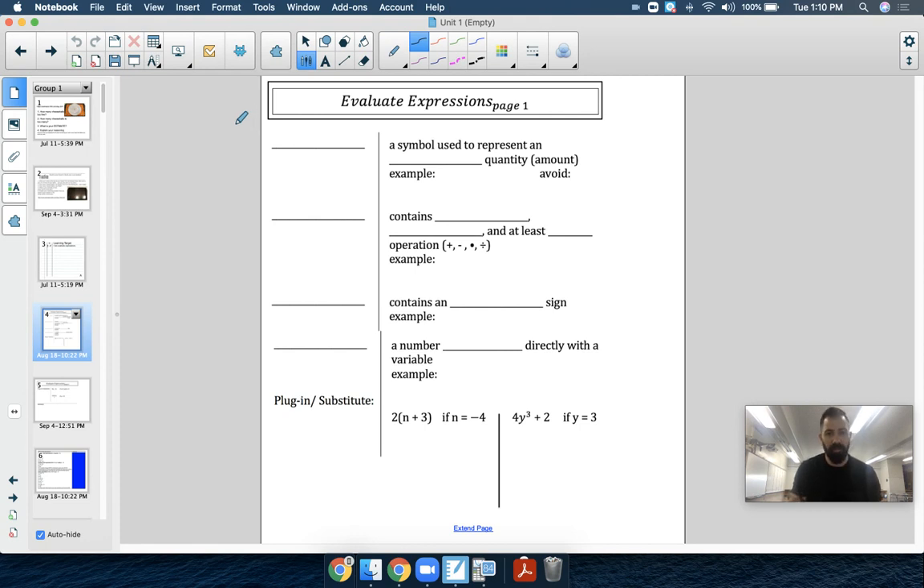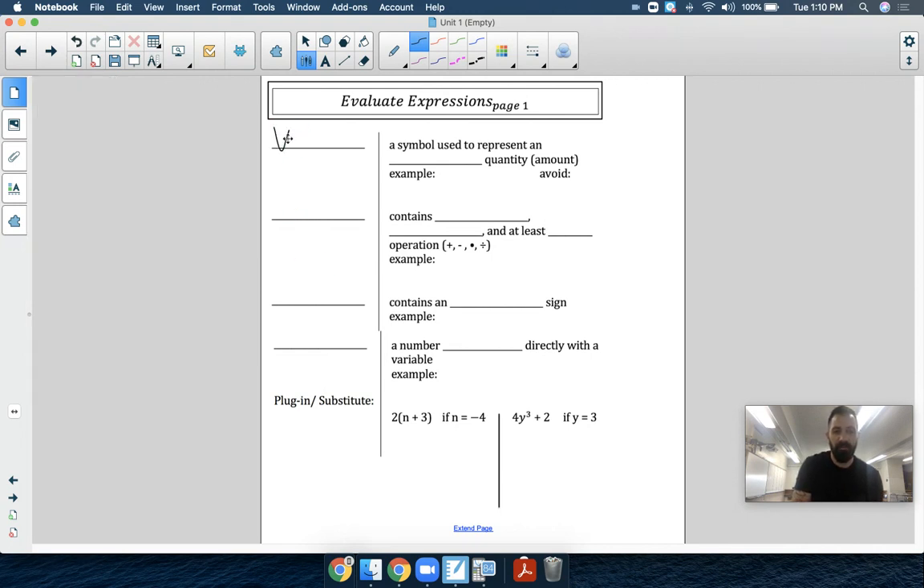First thing we have here are a couple, well, obviously some blank terms, and we're going to figure out what they are. Well, this first one here is going to be a variable. And you're going to have to forgive my writing. It's a little hard to do on a computer. A variable is a symbol used to represent an unknown quantity, which is an amount. Examples of a variable would be like x, y, d, c.